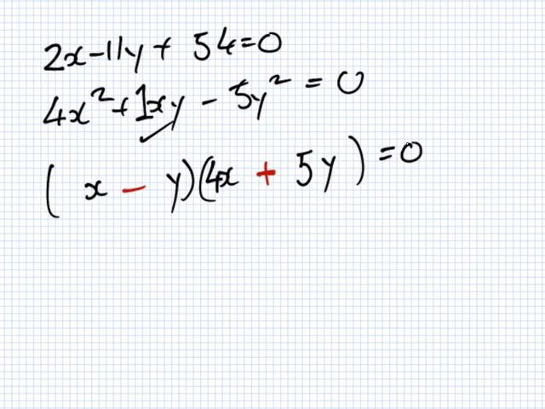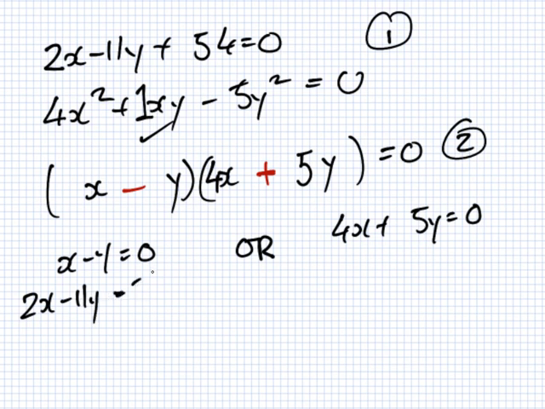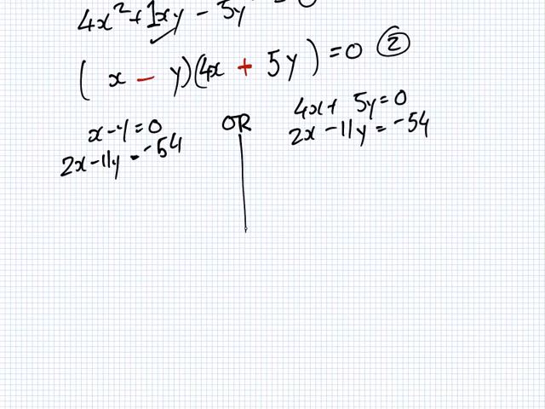So now what do you do? Well, we have two equations, number 1 and number 2 here. If we look at the second equation, the only way this can be equal to 0 is if x minus y equals 0 or 4x plus 5y equals 0, and we still need 2x minus 11y equals minus 54. So what I've done is I've changed it into two simpler problems. So let's have a look at each one here and see if we get the same answers.